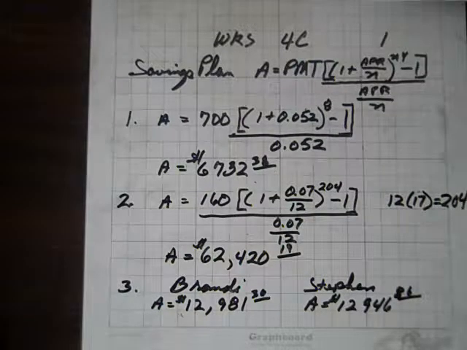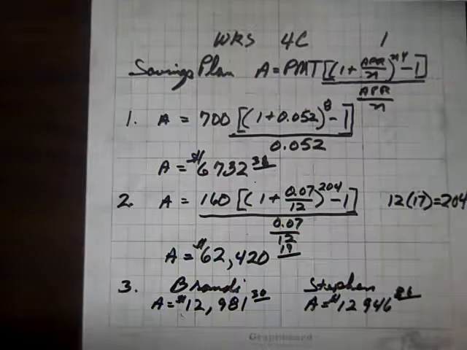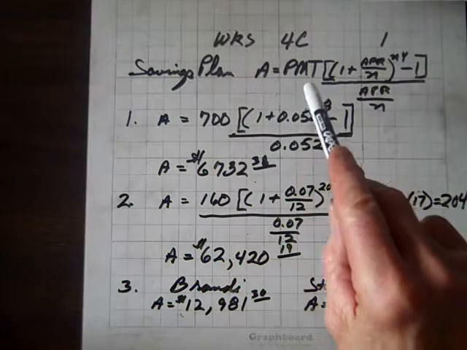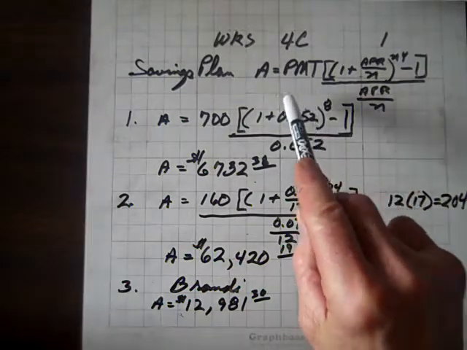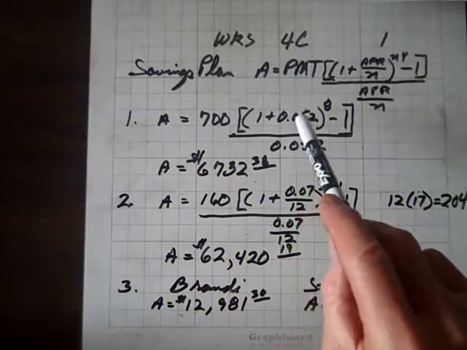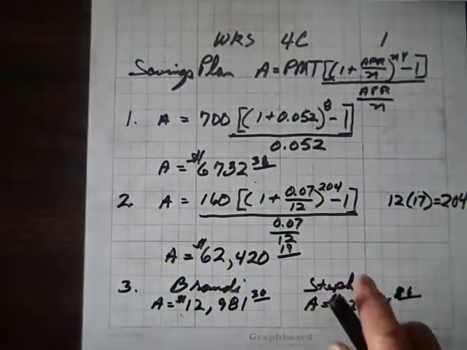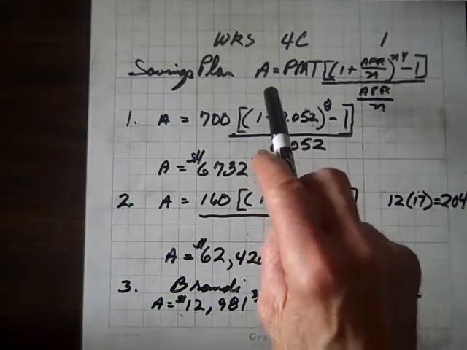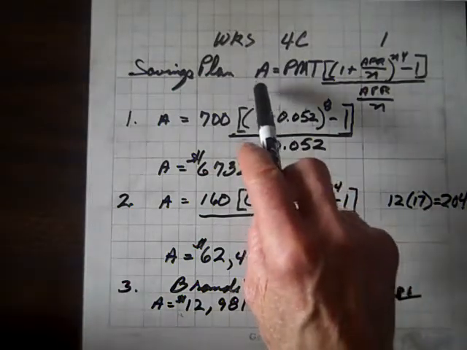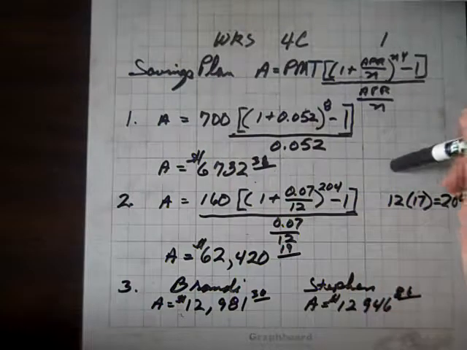Well, now we're doing worksheet 4C, and it's a savings plan. And so the formula, and you have it on the sheet I put down at the beginning of chapter 4 or unit 4, and I'm going to email you that sheet.